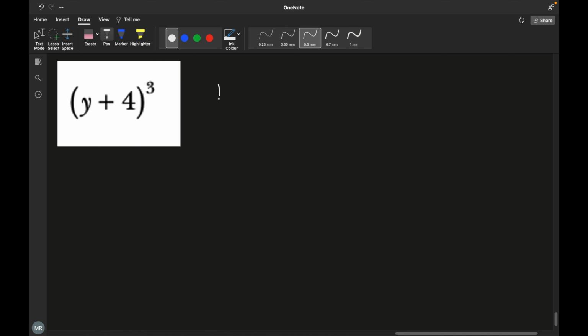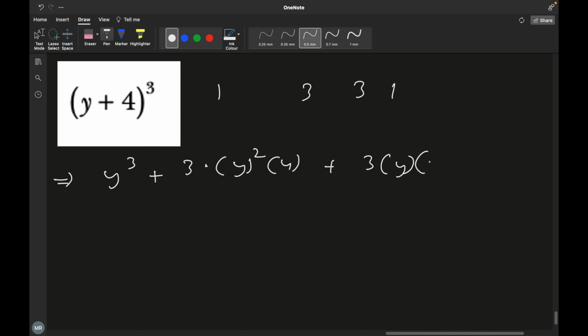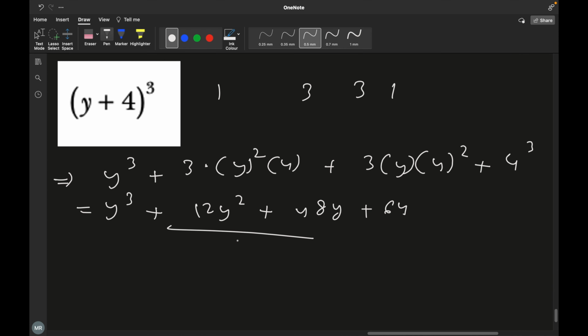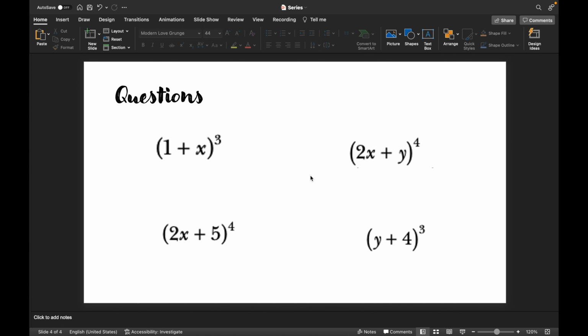For this one, we use 1, 3, 3, 1. This is y cubed plus 3 multiplied by y squared into 4 plus 3 into y multiplied by 4 squared plus 4 to the power of 3. This is y cubed plus 12y squared plus 48y plus 64. This is the final answer. And with that, we're done with all of these questions.